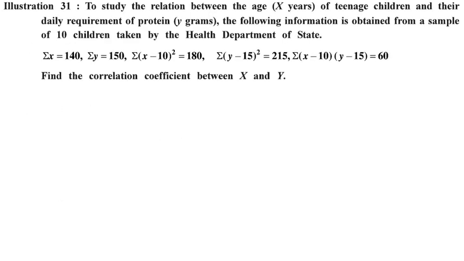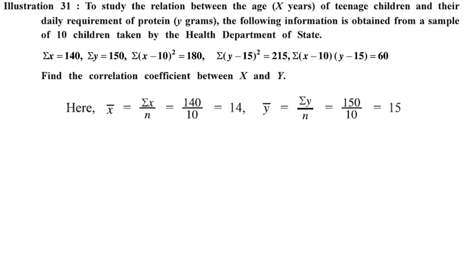Moving on to illustration 31. In this question, summation x, summation y, x minus 10 square, y minus 15 square, and x minus 10 into y minus 15 values are available. First, we will calculate x bar and y bar. The x bar is 14, the y bar is 15.